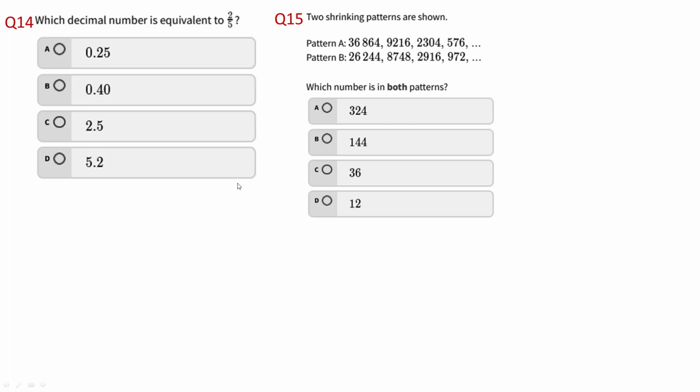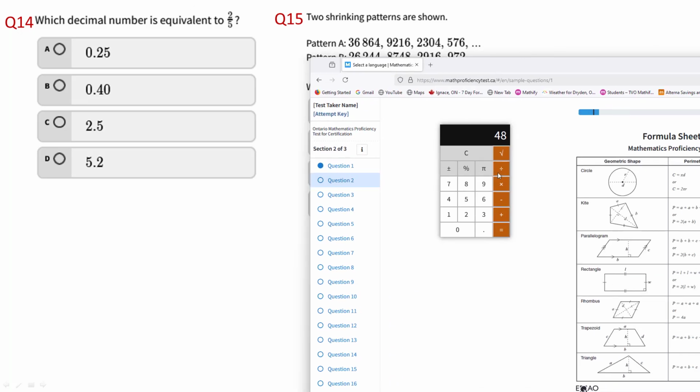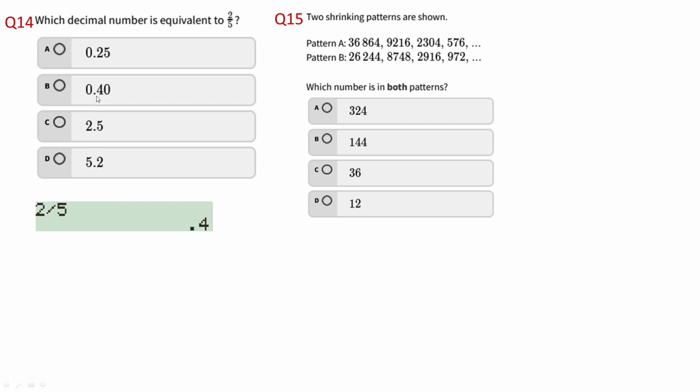Question 14, which decimal number is equivalent to 2/5? So in the calculator, we would just go 2 divided by 5, numerator divided by denominator, see 0.4. So that's my answer for 14. Okay, that's a fairly short one.